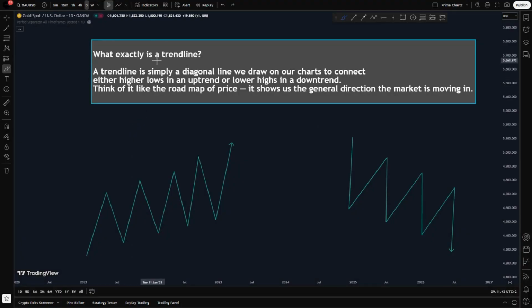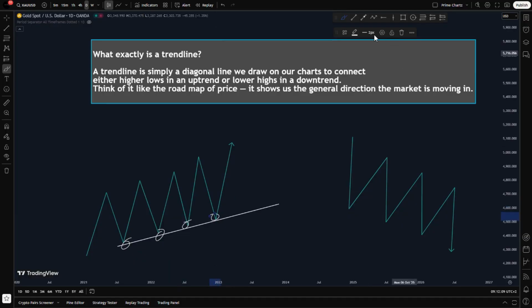What exactly is a trend line? A trend line is simply a diagonal line we draw on our charts to connect either higher lows in an uptrend or lower highs in a downtrend. Think of it like the roadmap of price. It shows us the general direction the market is moving in. In an uptrend, price is going up, but not in a straight line, right? It moves in waves. So we connect those little dips, the higher lows, to form our trend line.